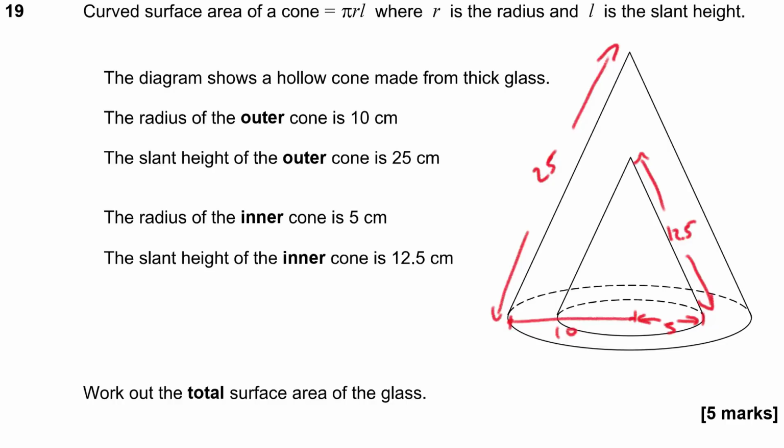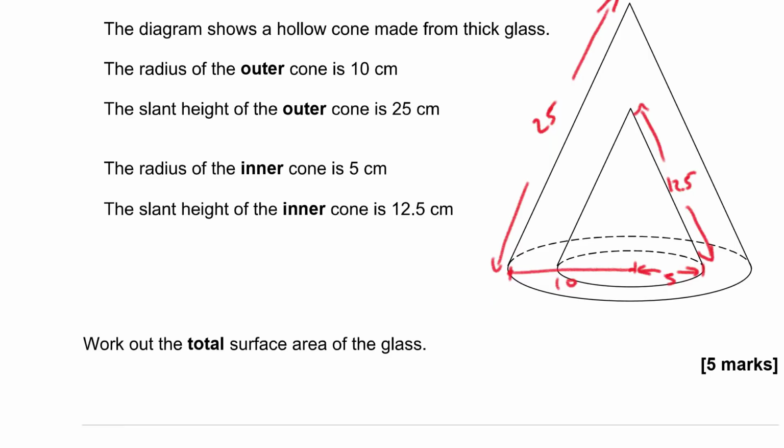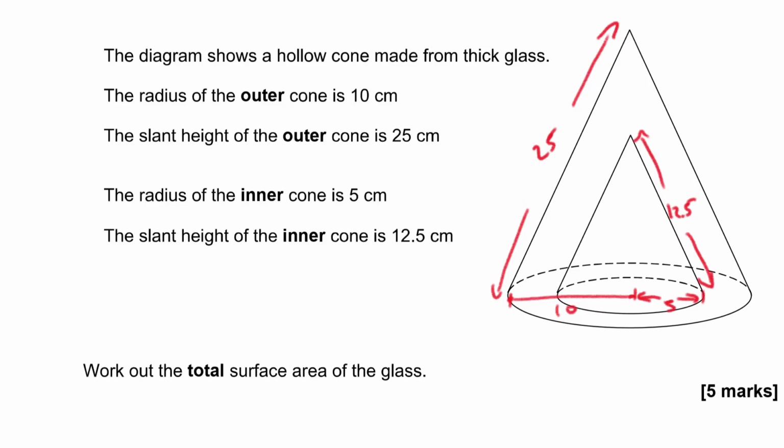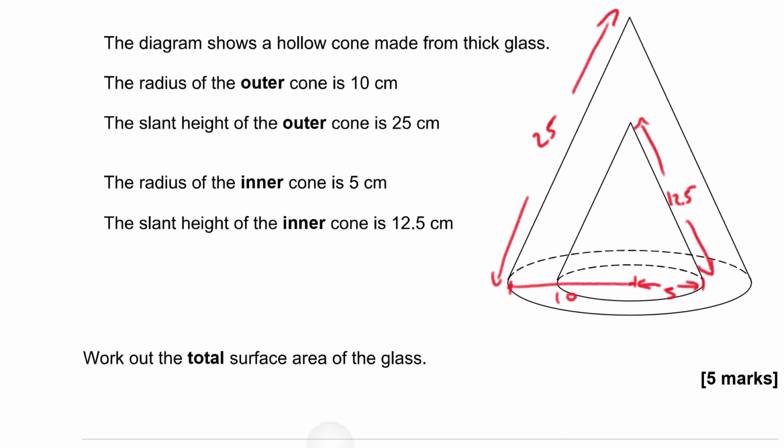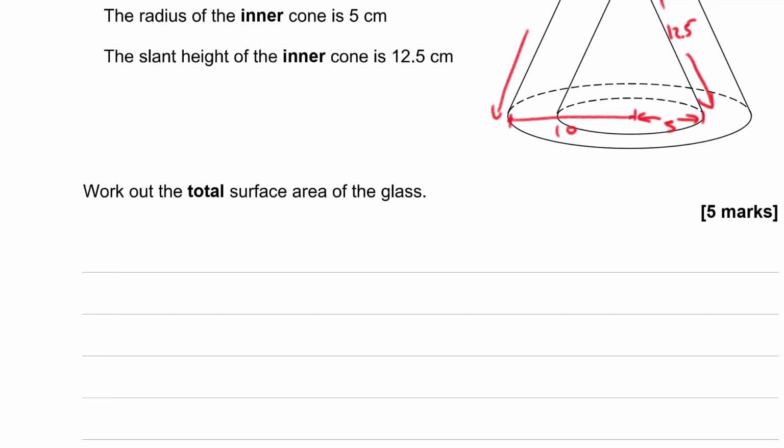So it's going to be made up of 3 separate surfaces. It's going to be the curved surface area of the large cone. It's going to be the curved surface area of the smaller cone, and it's going to be that disc, which is the difference between the 2 circles. Okay, so we've got a fair bit of work to do here. So let's work out each part and then work out what we need to do with them.